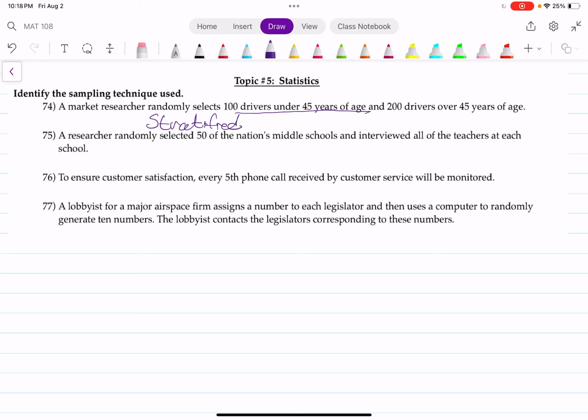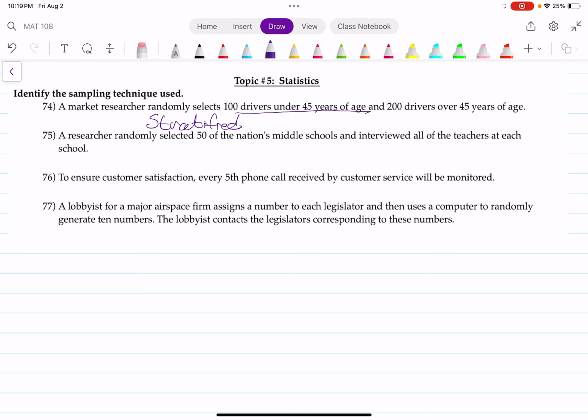The population is divided based on your age, either if you're older than 45 or you are younger than 45. And for those drivers who are in those groups, we are choosing a certain number of drivers from each group. 100 under 45, 200 over 45. That is stratified sampling.